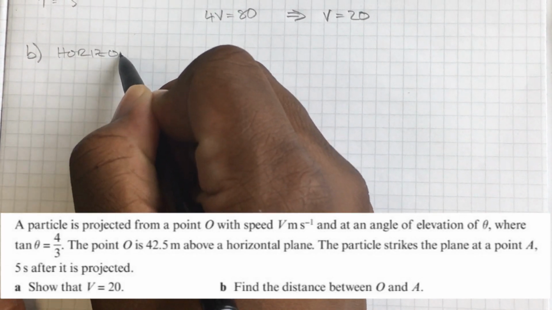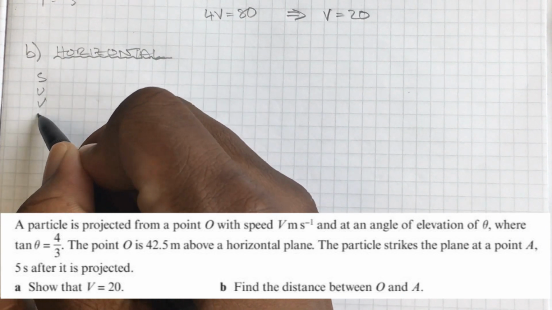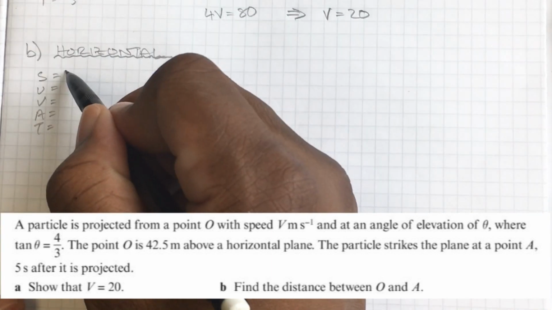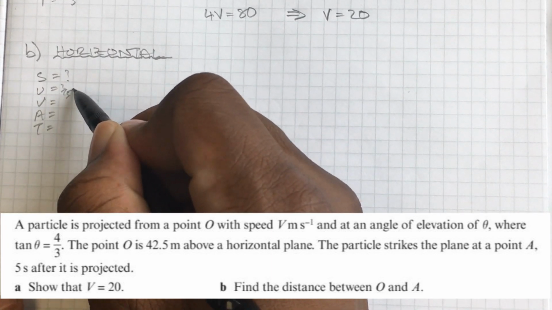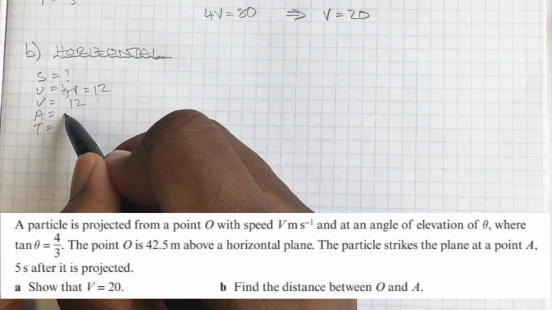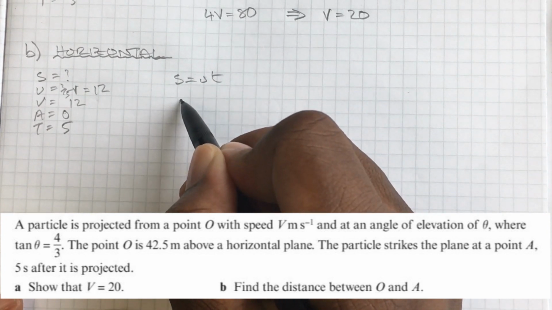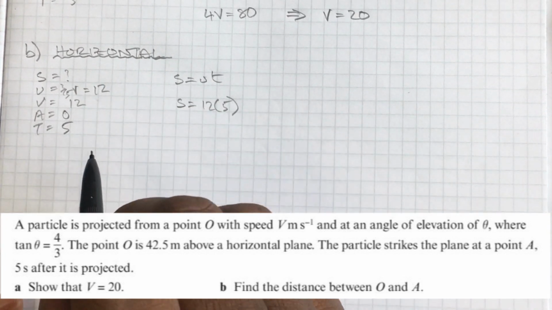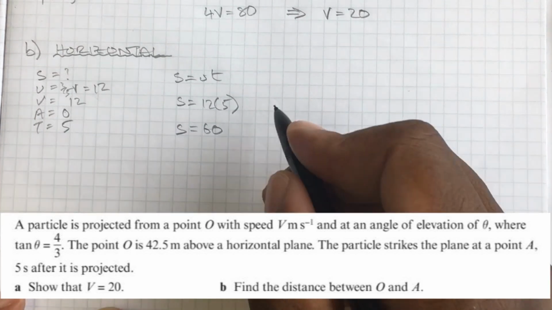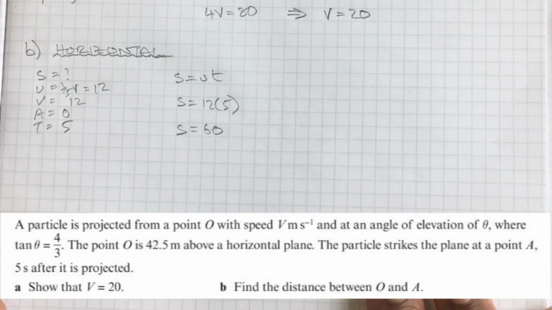So in part B of the question, we've been asked to find the distance between O and A. So let's start by finding the horizontal displacement. We'll throw in our variables, unknown displacement, that's what we're looking for. The initial velocity was 3/5 of v, which we now know is 3/5 of 20. So that gives us 12. Obviously our acceleration is 0 and time is 5. So using s equals ut for the horizontal, we know that that's going to be 60. So the horizontal displacement is 60.